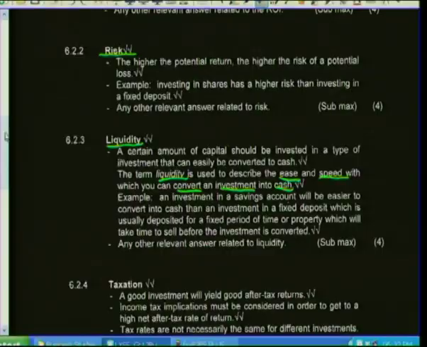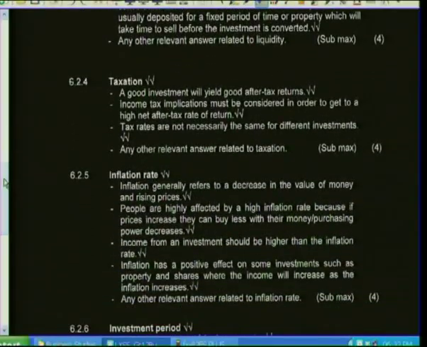Whereas if you think about a savings account, if you have a savings account, you can go to an ATM, put your card in, and you're going to get your cash right there and then. So it's easy to get my money out, to get that investment turned into cash. Let's carry on.